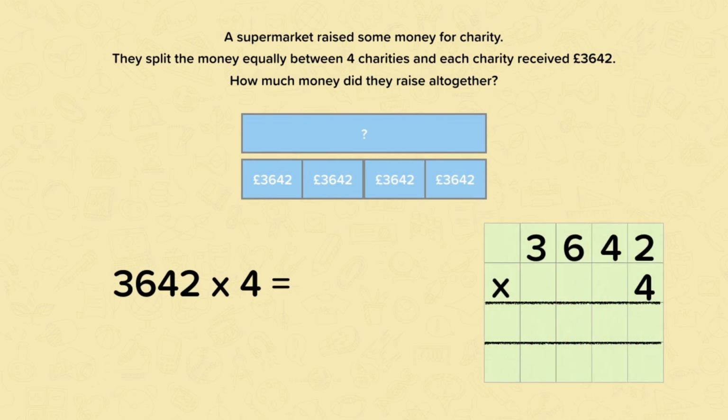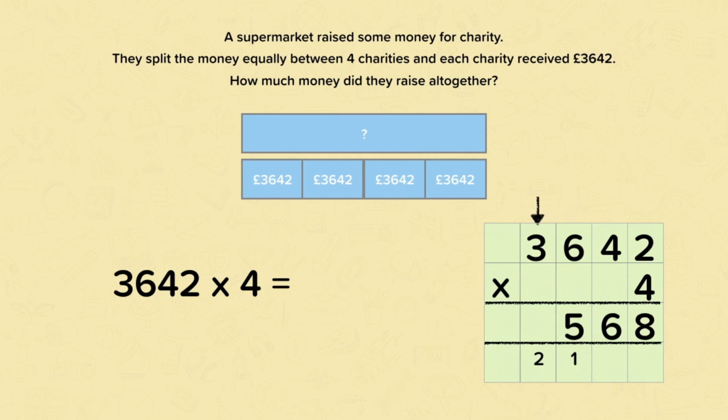So let's start with the ones. 2 times 4 is 8. Now on to the tens. 4 times 4, that's 16. We put the 6 in the tens column and we exchange the 1 over to the hundreds column. Then we've got 6 times 4, that's 24, plus the extra 1 that we exchanged over from the tens, that's 25. So the 5 goes in the hundreds column and the 2 is exchanged over into the thousands.